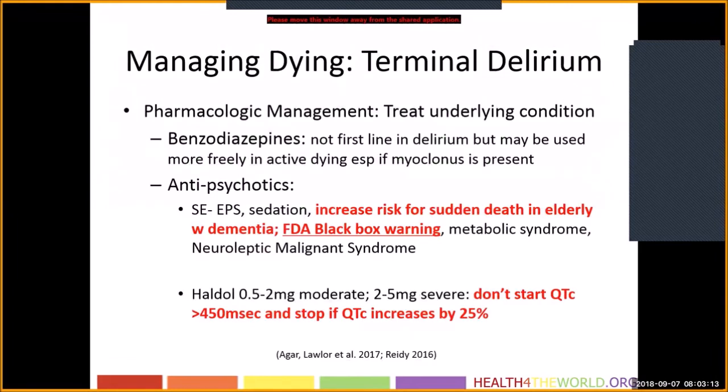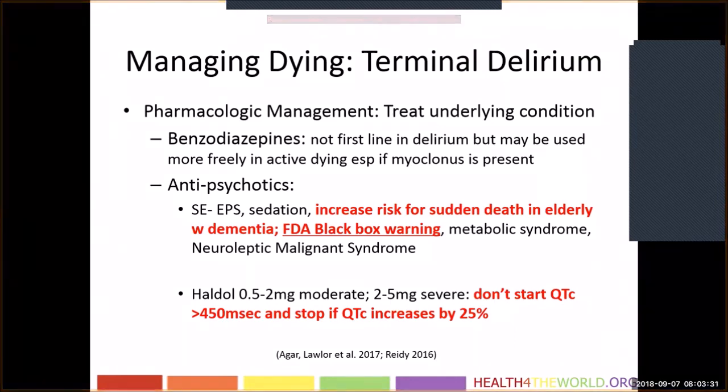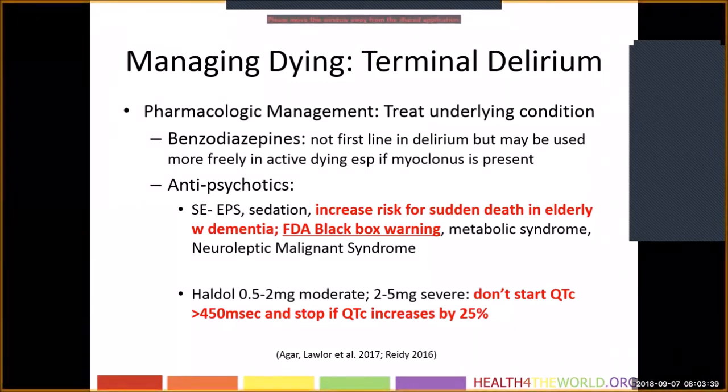So how are you going to manage terminal delirium? Unlike regular delirium, where your mainstay is to use an antipsychotic first, with the caveat that it increases risk of sudden death in the elderly and has all these other side effects, you might actually consider using benzodiazepines, especially if myoclonus is present, because the etiology of this delirium is different. The etiology of this delirium is death. So you're not only calming down what's happening to them physically, but then giving an antipsychotic to help mentally.